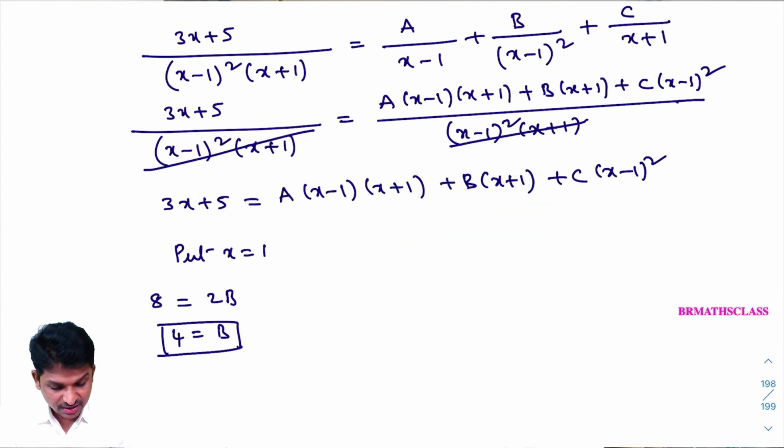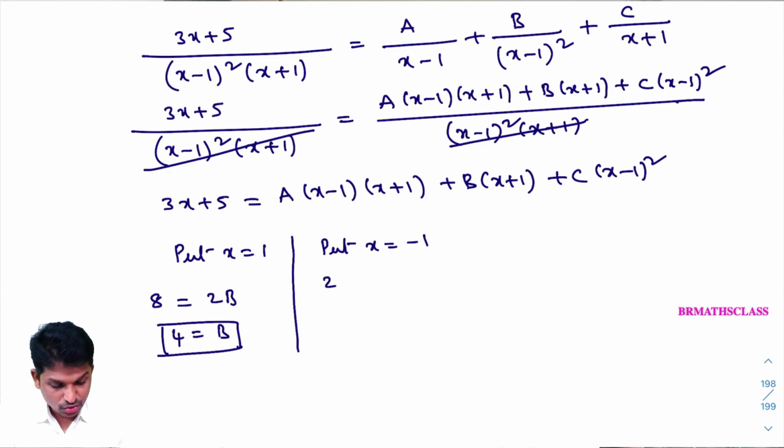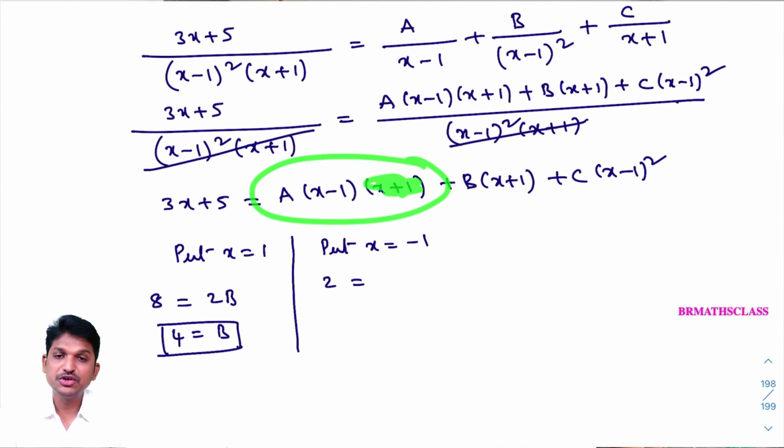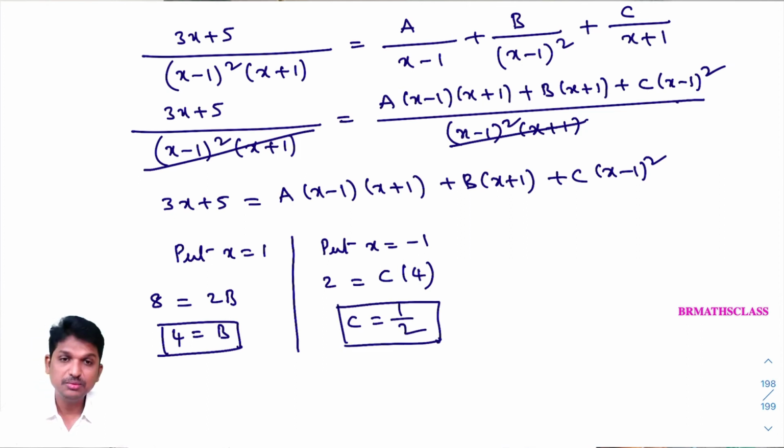So what I will do here, put x equal to minus 1 this side. 3 into minus 1, that is minus 3. Minus 3 plus 5, that is 2. 2 equal to, when I put x equal to minus 1, you look here, this term will become 0. So this full term will become 0. And when I put x equal to minus 1, this also will become 0. So that I will get C into, put x equal to minus 1, minus 1 minus 1, that is minus 2. Minus 2 whole square is 4. Okay. So what you will get, C is 2 by 4. 2 by 4 is 1 by 2. So I got C value, C value as 1 by 2.